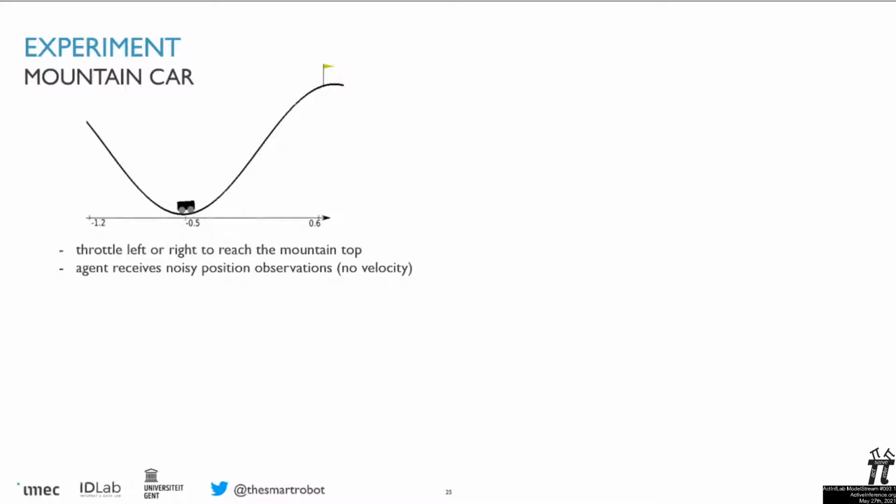And even though this is such a low dimensional problem, it only has positions and velocities, it is actually a very interesting benchmark to experiment upon because there's no greedy solution. Any agent that just wants to realize its preferences immediately will fail at this, because it will always fail to drive up the mountain.